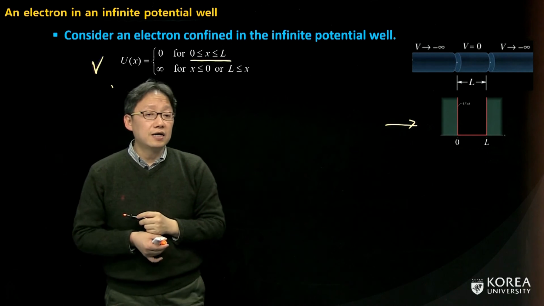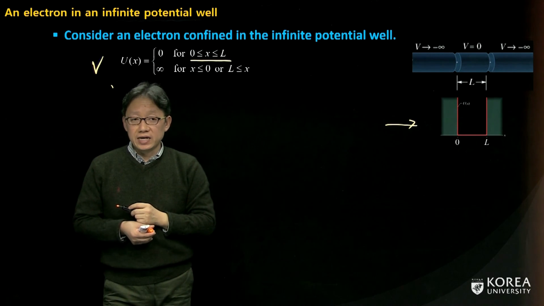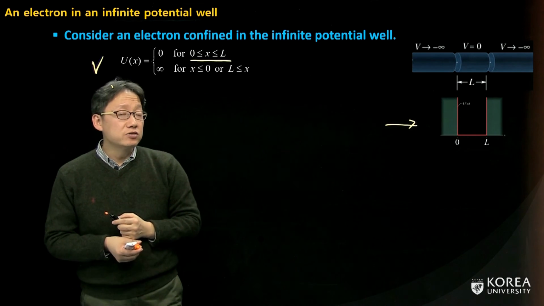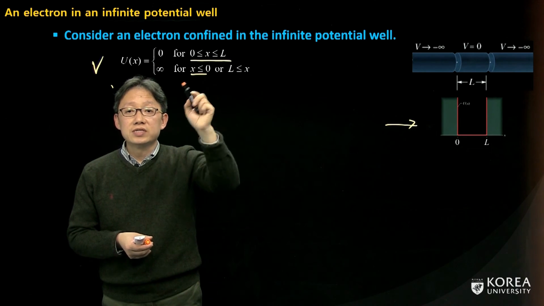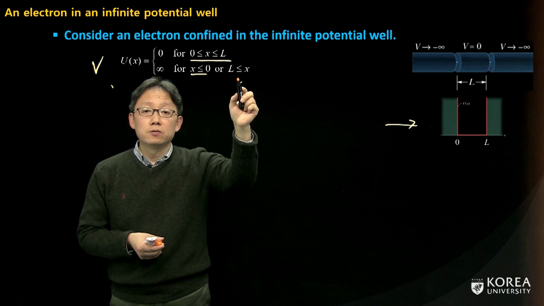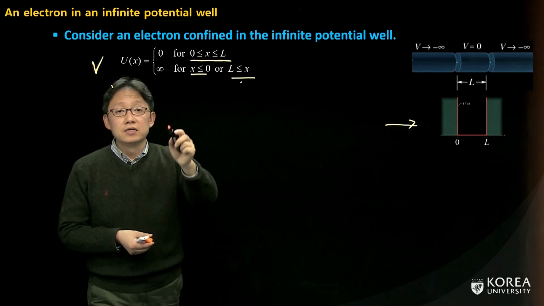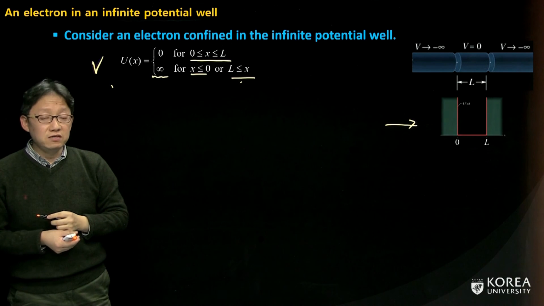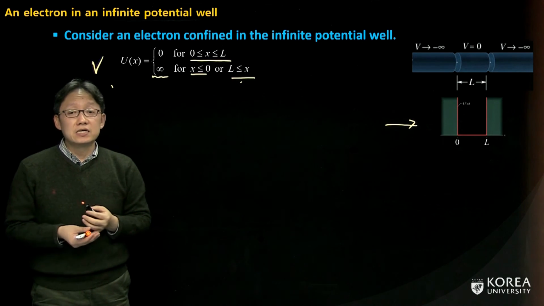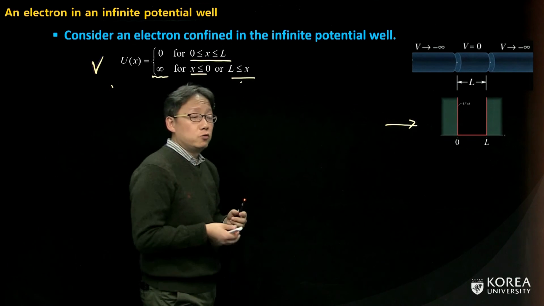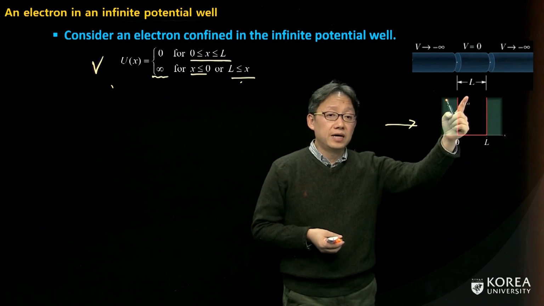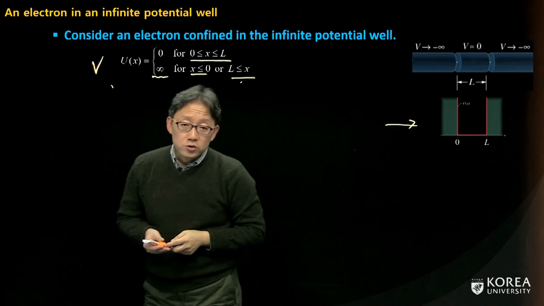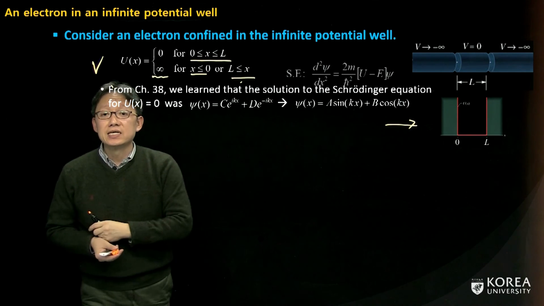Inside the area between 0 and L, there is no potential, which means the potential is 0. Outside of this area, on the negative side of x and also for x larger than L, the potential is actually infinite. Potential being infinite means electrons cannot exist there. That's why we call it a particle in a box. The electron will exist inside this box and cannot escape. So let's try to solve the Schrödinger equation in this case.